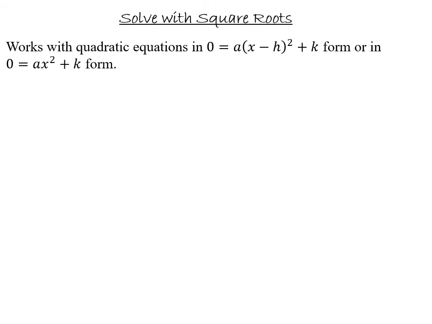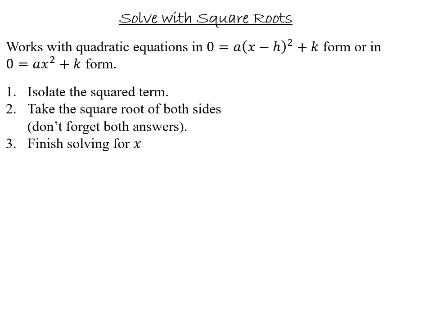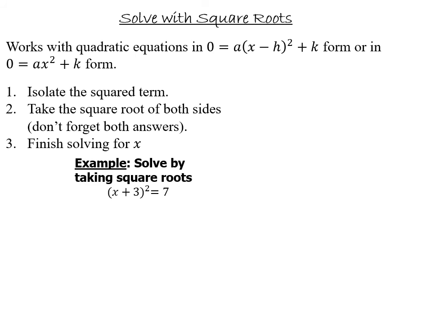Now, to solve with square roots, it works with quadratic equations in 0 equals a times x minus h quantity squared plus k, so vertex form, or in 0 equals ax squared plus k form. That means there's no middle x term. You isolate whatever's squared, you take the square root of both sides, don't forget both answers, positive and negative, and finish solving for x.